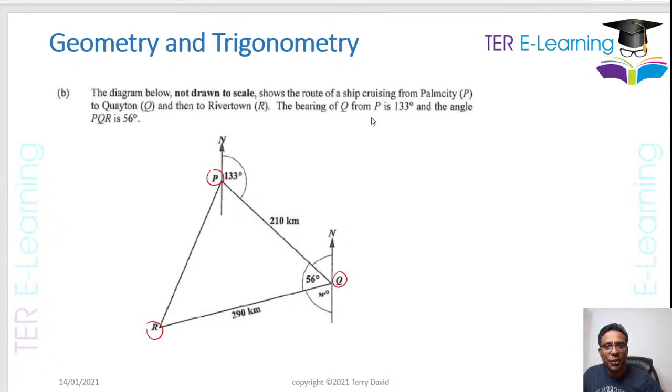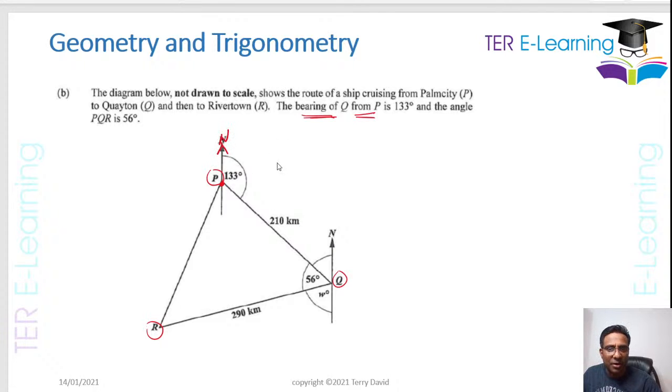The bearing of Q from P. Now, you all need to understand this terminology. So the bearing of, that's how we typically write statements concerning bearing. The bearing of Q from P. Now, when we say from P, that is where I'm going to draw my north line. So at the point P, that's this point here, I'm going to draw a north line. So this is a north line here.